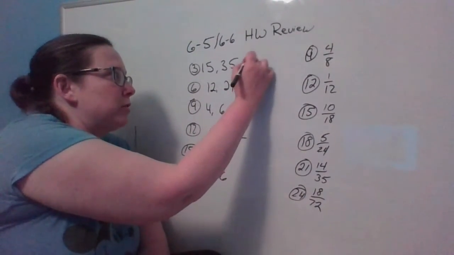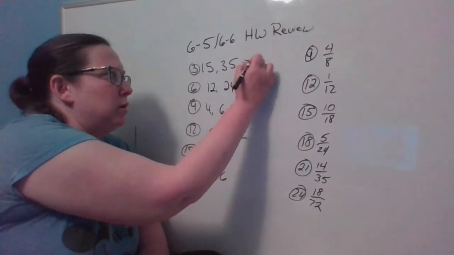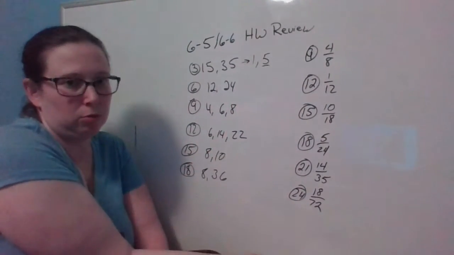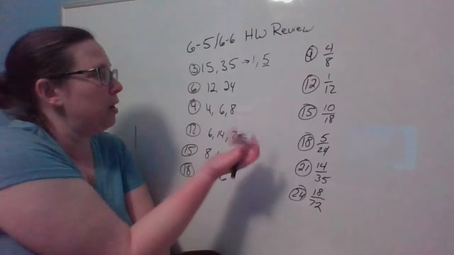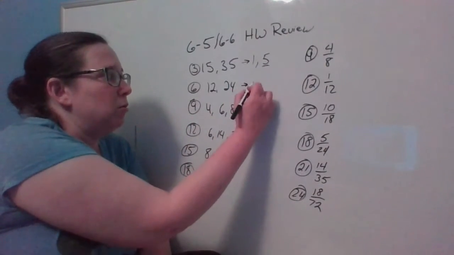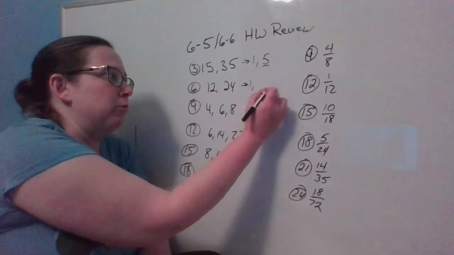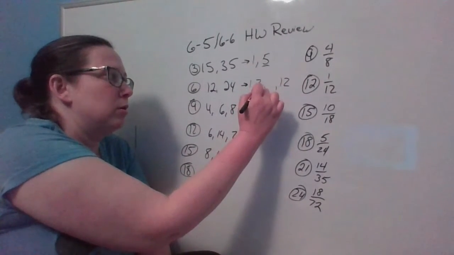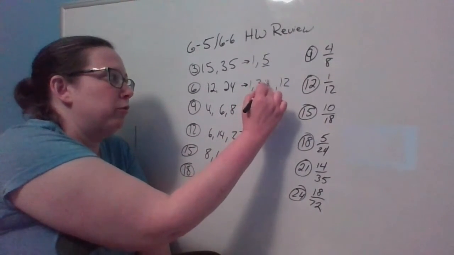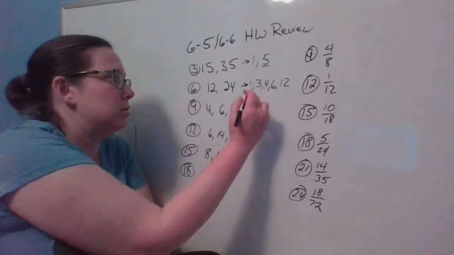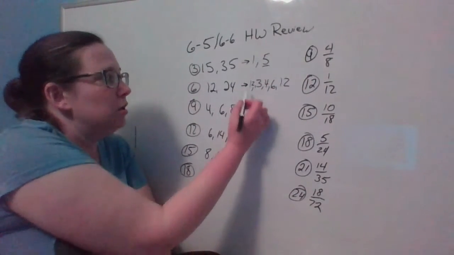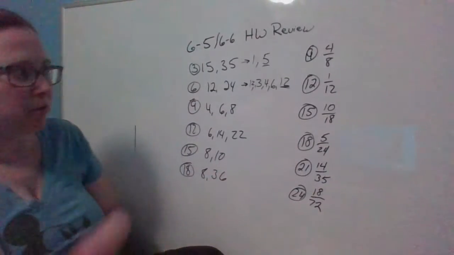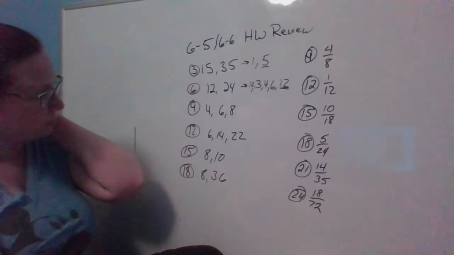So our common factors here are 1 and 5. So our greatest common factor would be 5. Between 12 and 24, we have a lot more common factors. We have 1, 12, 3, 4, 6. Oh, and I skipped 2. So 1, 2, 3, 4, 6, and 12. And of course, our greatest common factor would be 12.